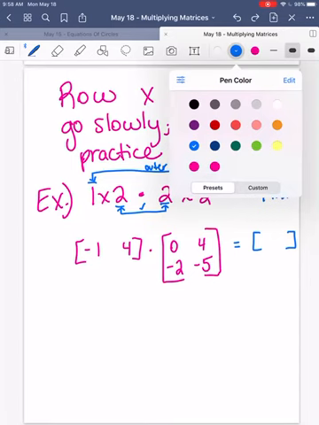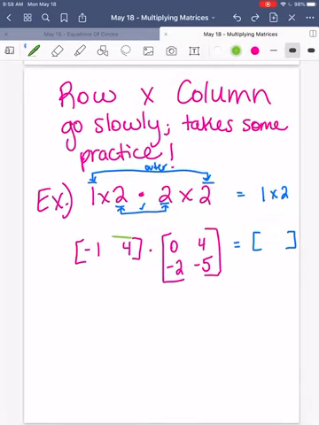All right, so here's how you do it. You take the first row, which this one only has one row, so you don't have to worry about that. And you're going to times it to the first column. Okay? Now, I'm just going to write down some scratch work over here to the side. So what we do is we multiply this first number, -1, times the first number over here, which is 0. Well, -1 times 0 gives me 0. I'm going to write that down. Then I move to the next one. So then I go 4 times -2.